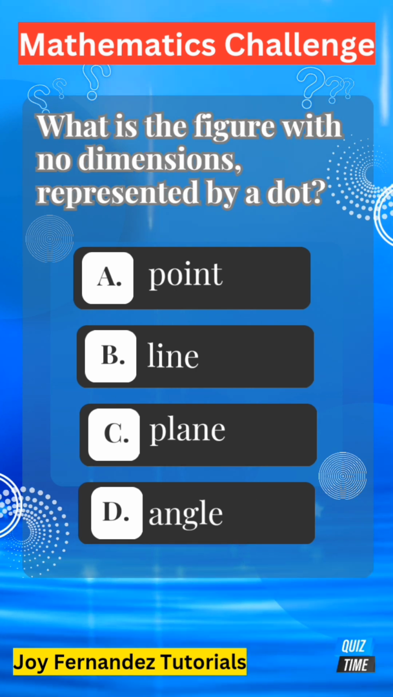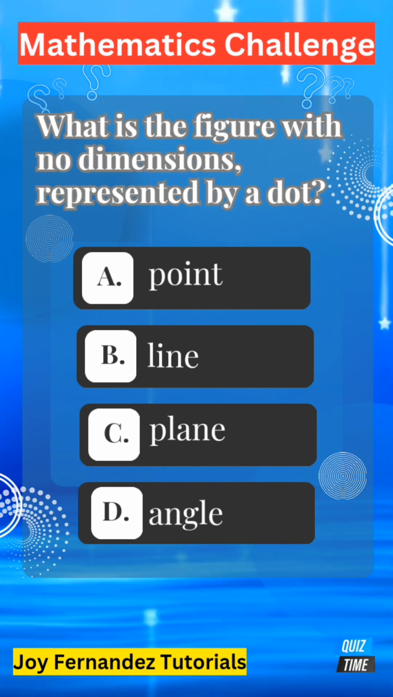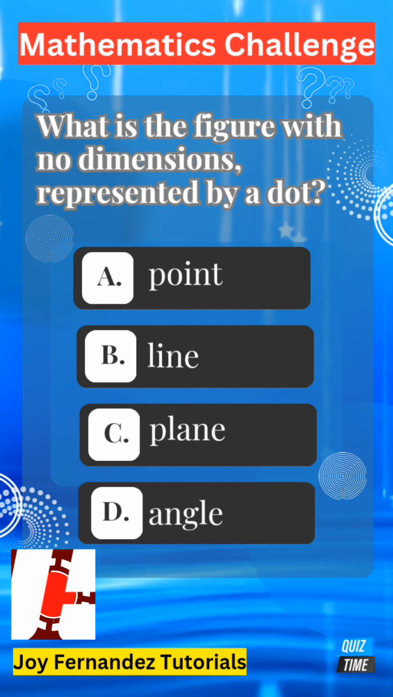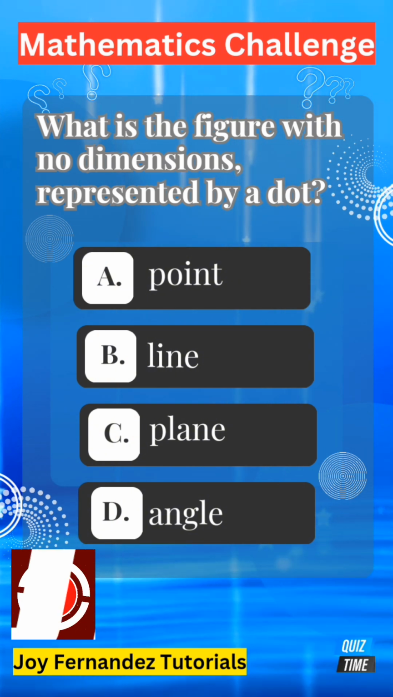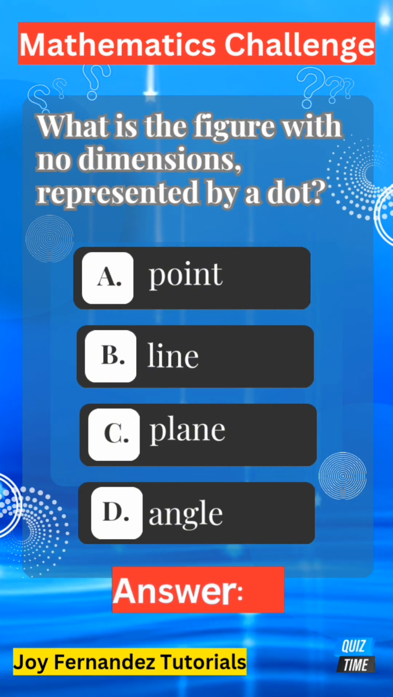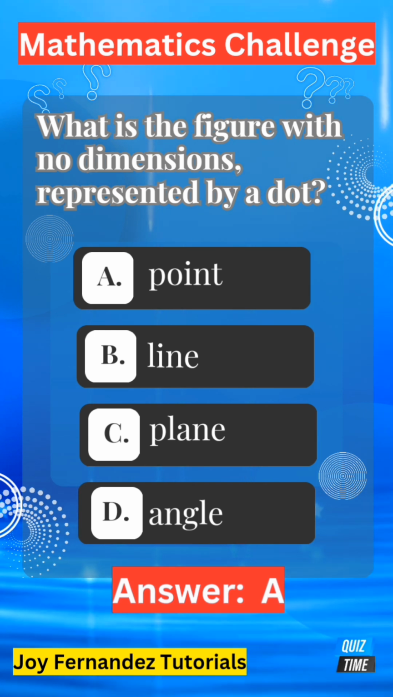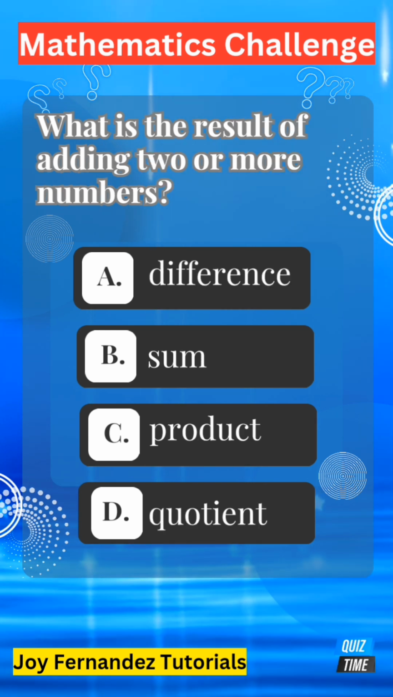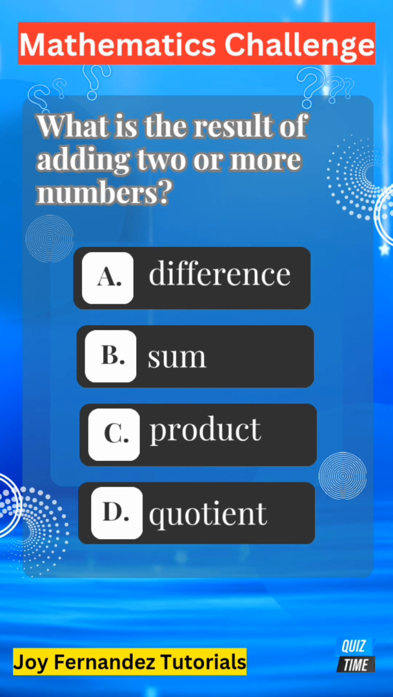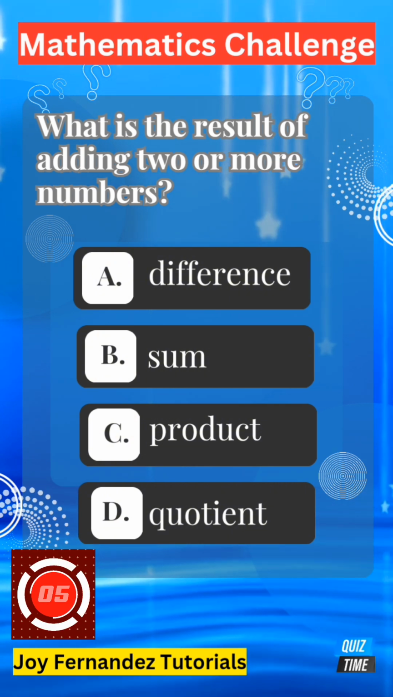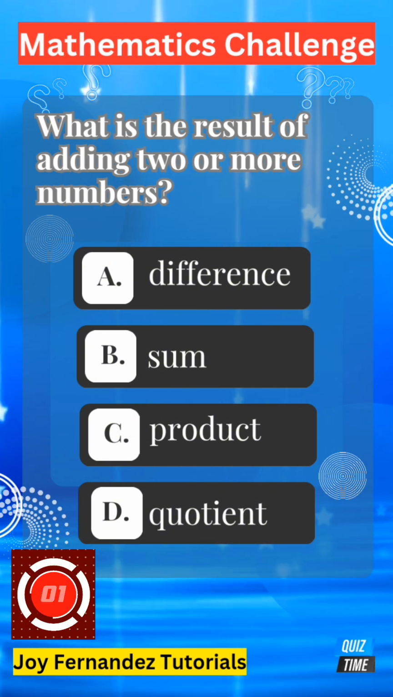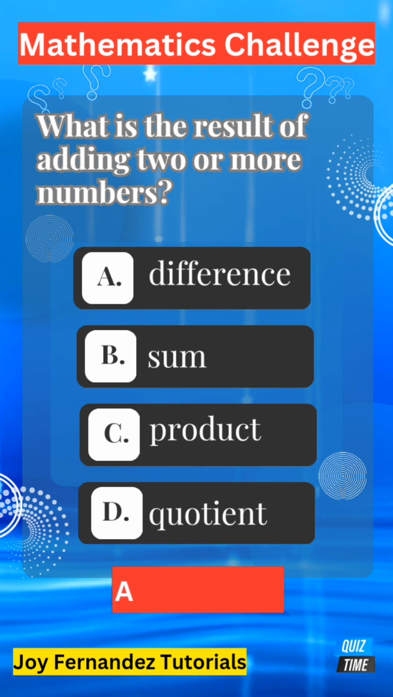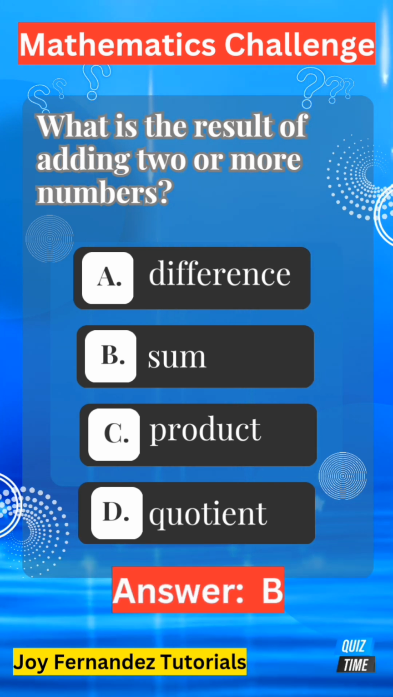What is the figure with no dimensions represented by a dot? The answer is A. Point. What is the result of adding 2 or more numbers? The answer is B. Sum.